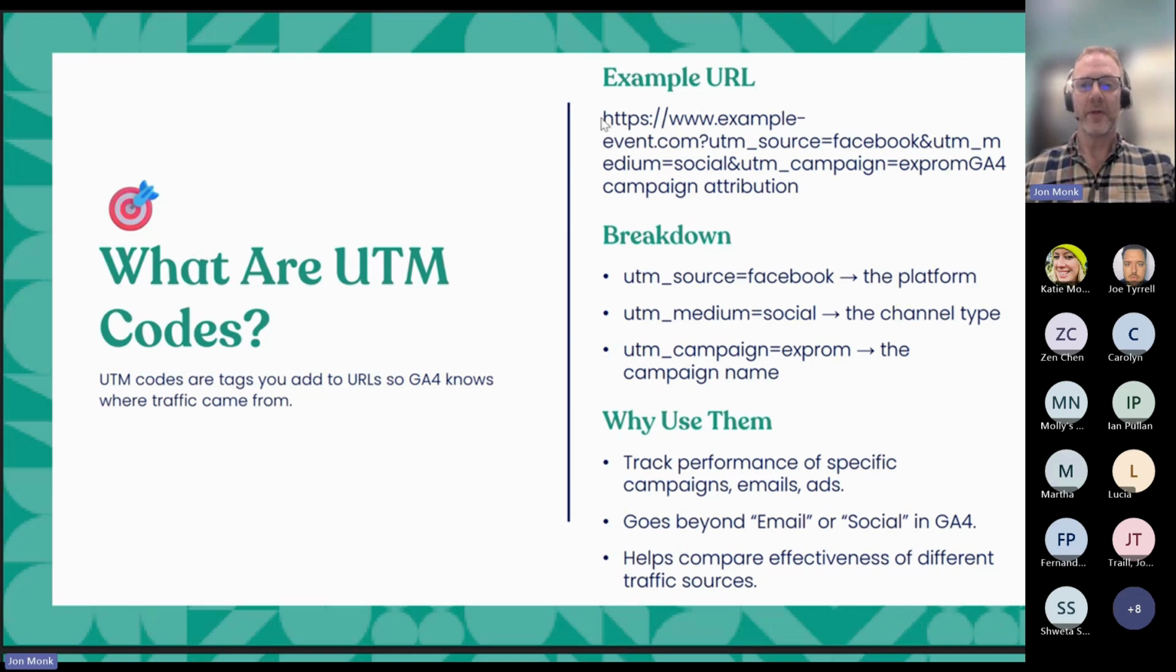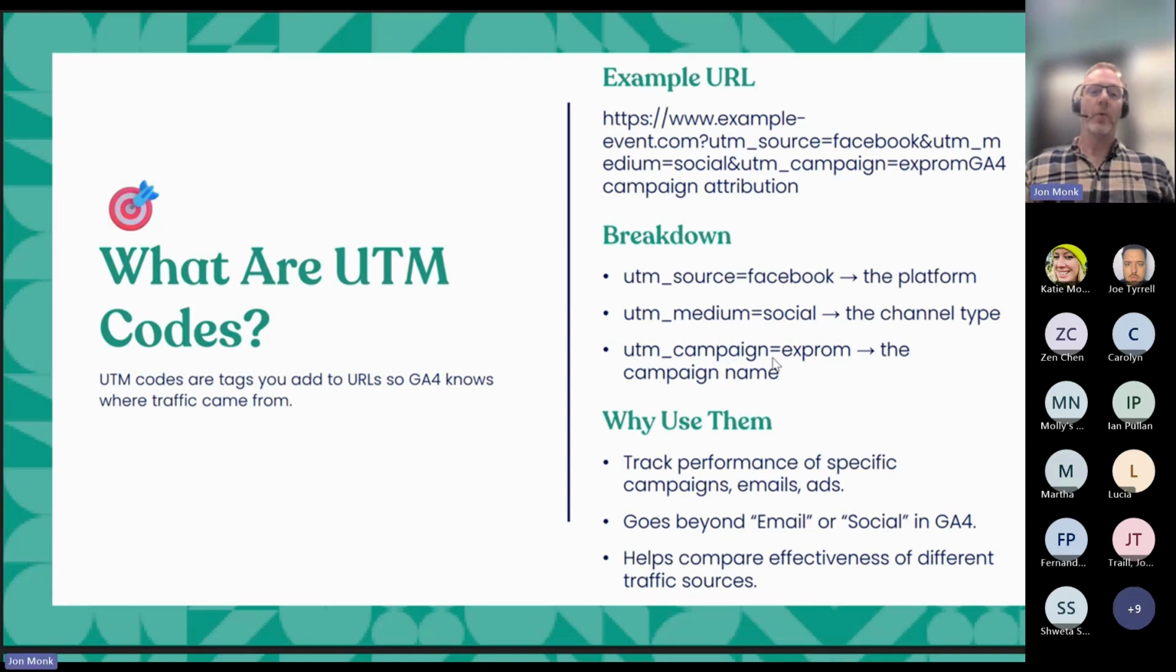If we take this URL at the top here, we can see that we have utm_source equals Facebook. The source is the platform it comes from, so in this instance, it's Facebook. We have medium in this example, which is kind of the channel type. And we have campaign, where you can define which campaign it is too. There are many other types, but for this session, just to keep it simple, we're breaking it down into the source, the medium, and the campaign.